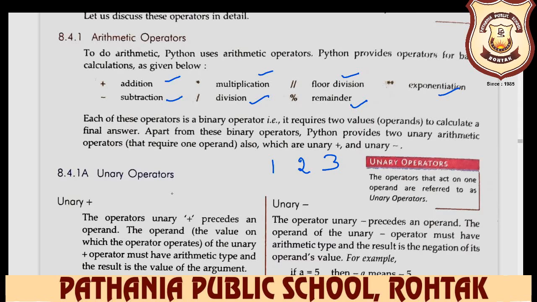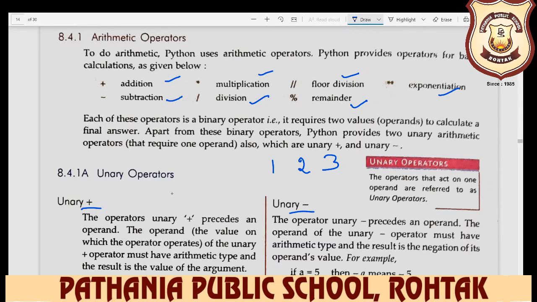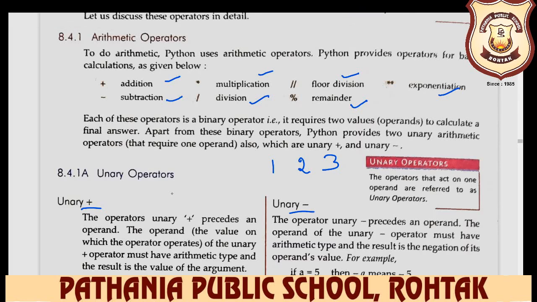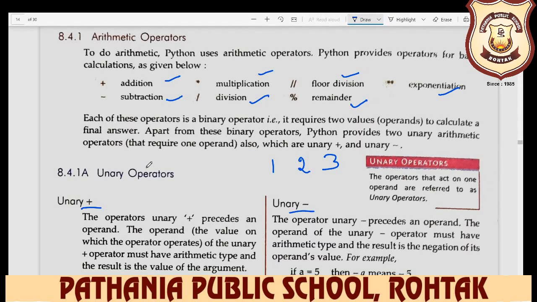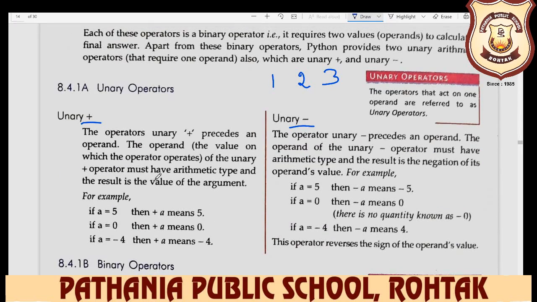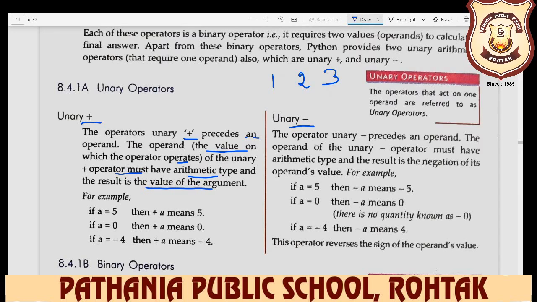So here first we define the unary operators: unary plus and unary minus. The operators that act on one operand are referred to as unary operators, and in unary there are two operators, one is plus and one is minus. The unary plus operator precedes an operand. The operand, meaning the names a, b, c, d, is the value on which the operator operates. The operand of unary plus must have arithmetic type, and the result is the value of the argument.